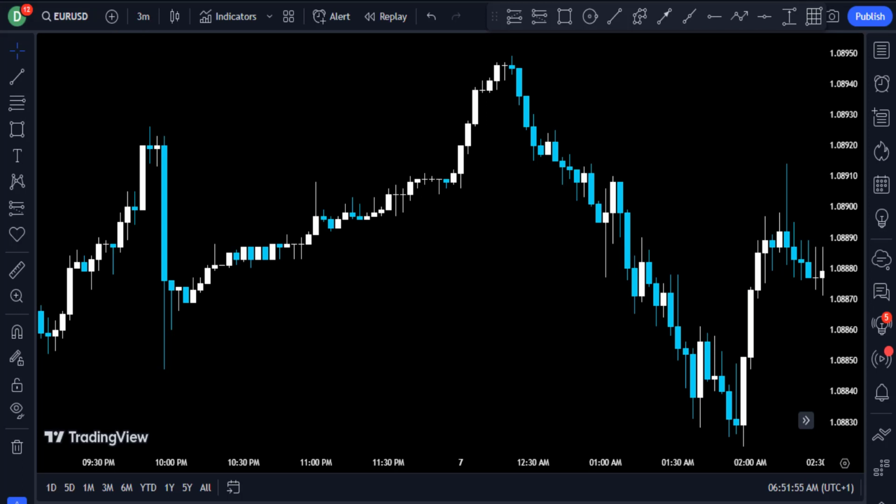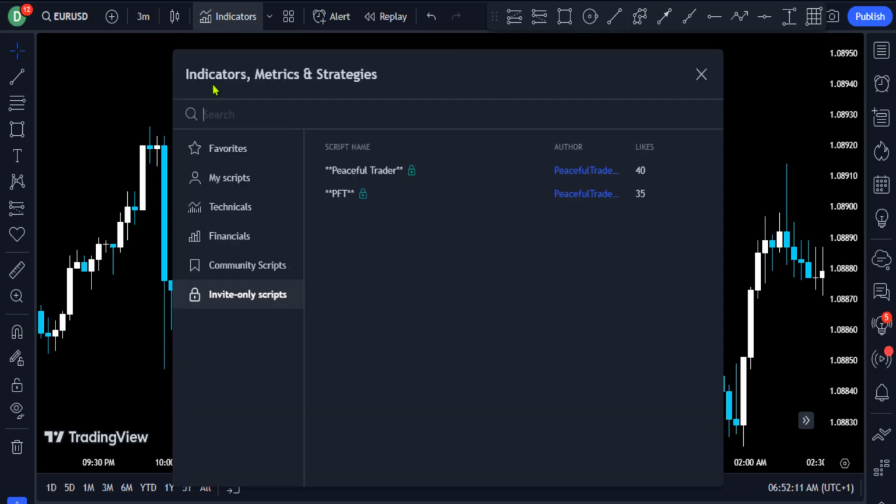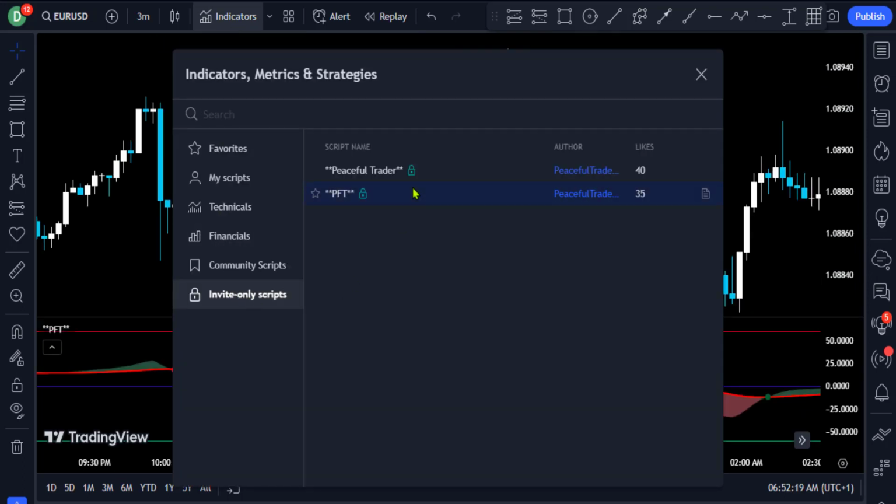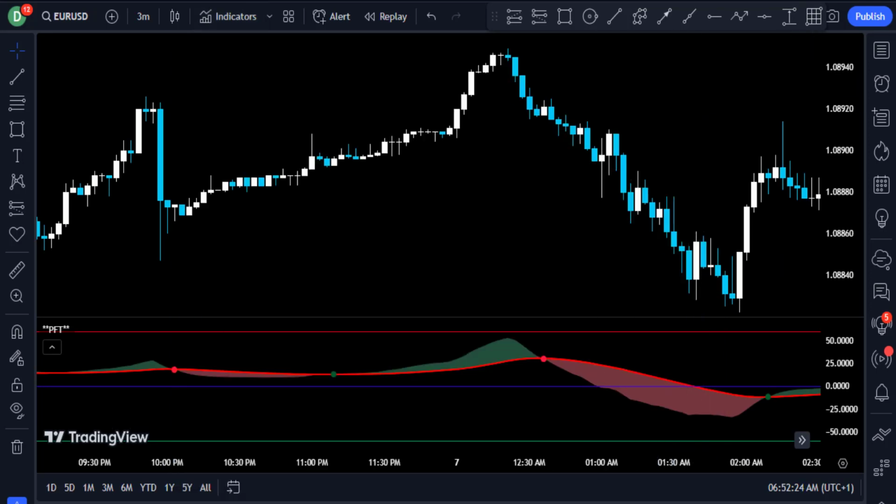Now, to add the second indicator, we will go to this Indicators tab again, and then go to Invite Only Script. Then you will click on this PFT indicator to add the indicator to the chart. Now let's go ahead and explain how the indicator works.